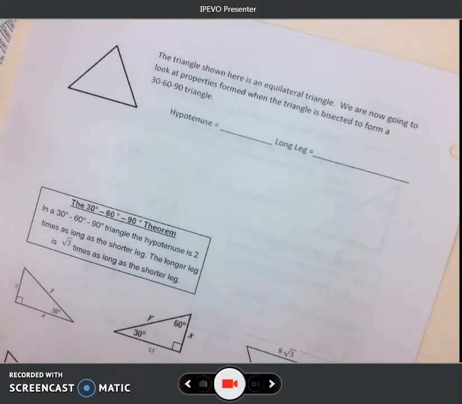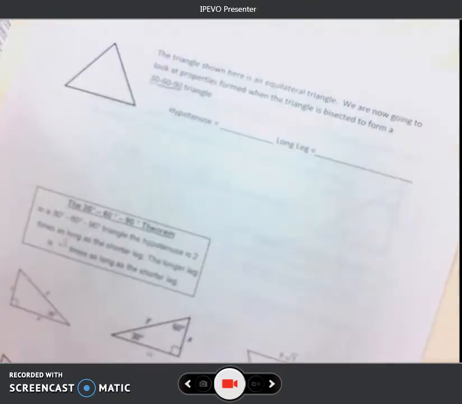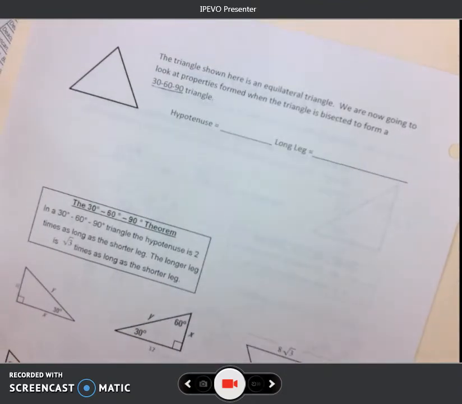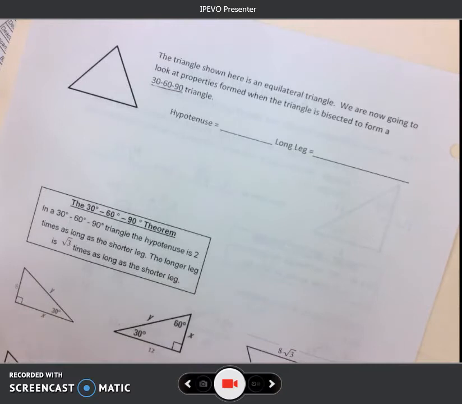We're going to continue our discussion of special right triangles, but today we're going to look at 30, 60, 90 triangles. Now, unlike a 45, 45, 90, where we had two sides and two angles that were equal, in a 30, 60, 90, those are all different.